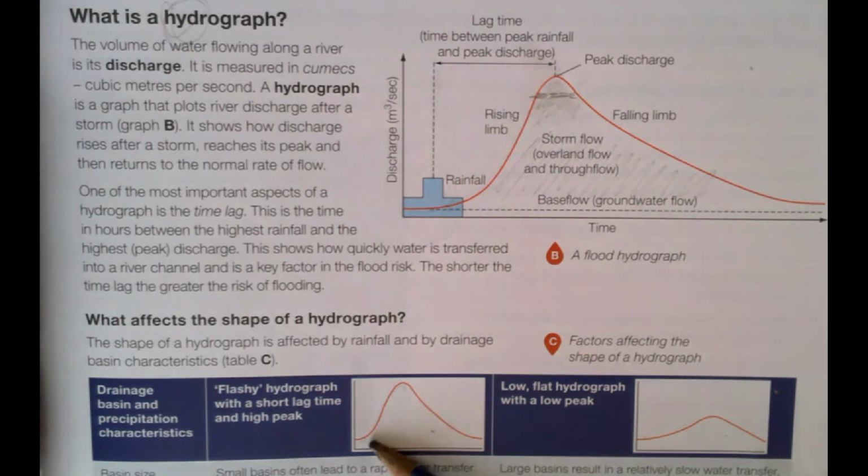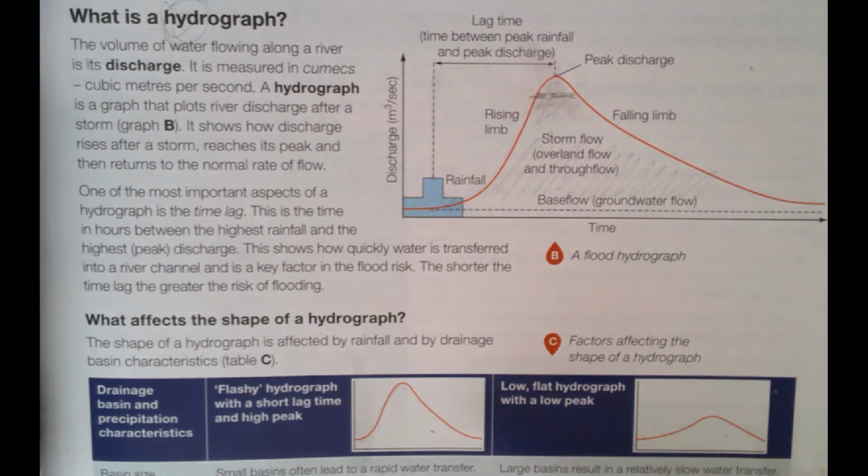This river might be in an area where it's at the bottom of a very steep valley, so when it rains, the water gets down the valley very, very quickly and into the river. This river might be in an area where the slopes are much more gentle and it takes a lot longer for gravity to pull that water down into the river.